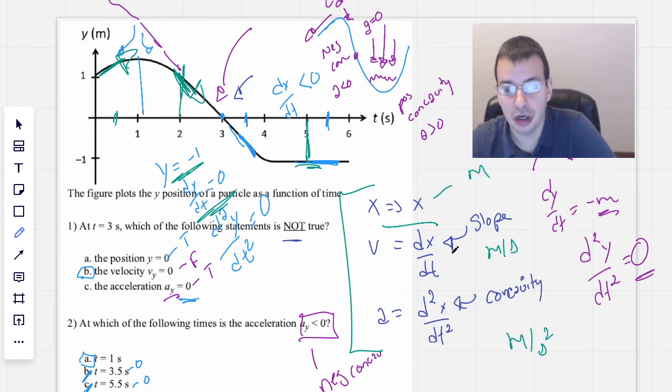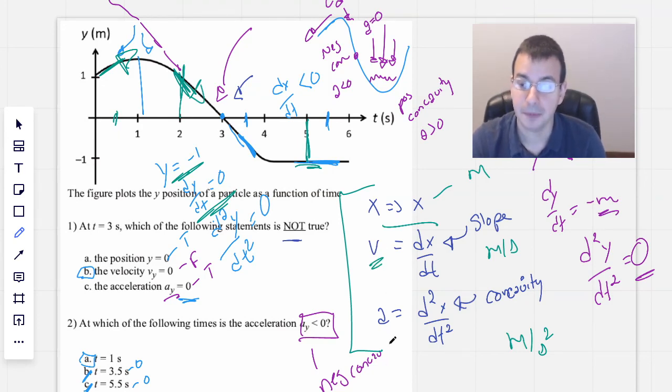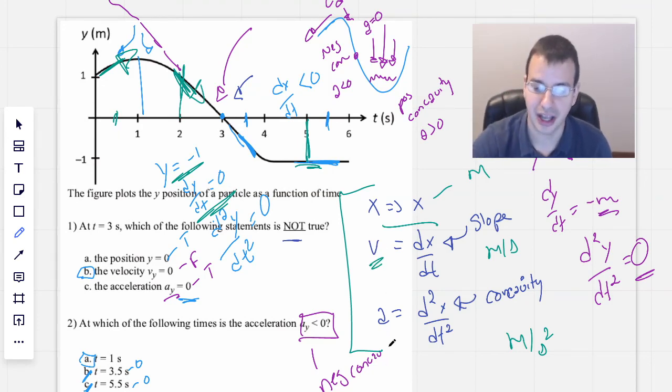So slope will be dx/dt, which will represent velocity. Second derivative, which is related to concavity, will be acceleration. So hope that helps. I will see you on the next problem.